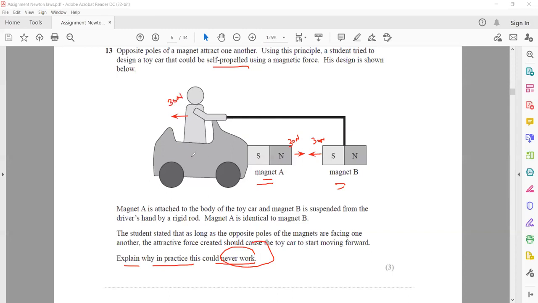So why will this car have zero acceleration? Because there is no resultant force on the car. When you check this car, there is a 30 Newton force on magnet A and a 30 Newton force on the person who is inside the car. So it creates a resultant force of 0 Newton. That is why in this case this principle will never work, as there is no resultant force on the car. The two forces acting cancel out each other and appear as a balanced force. Is this example clear?